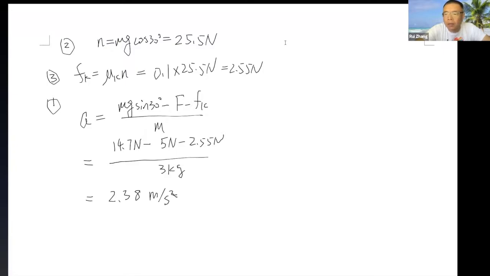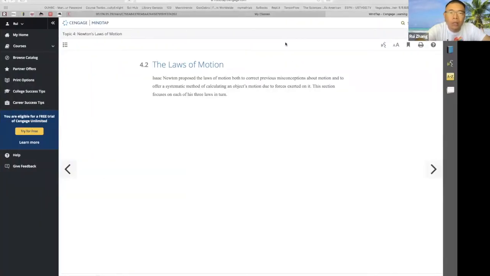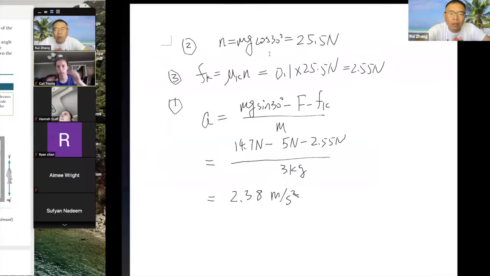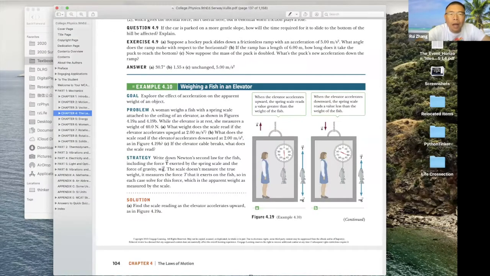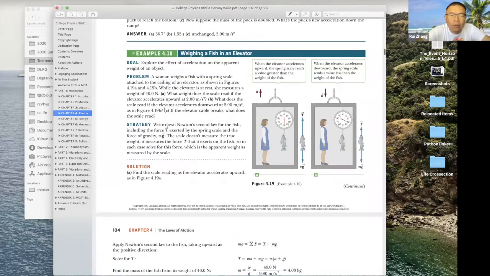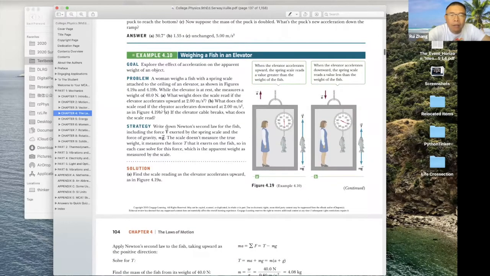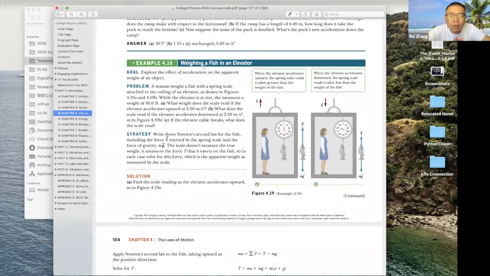So today you can get some bonus points. The example I'm going to show you is from the 9th edition of the book, so the number in your 11th edition might be different, but I think it's a good example, so I want to bring it up. This example is called weighing a fish in the elevator. That sounds like a crazy scenario, but it's very interesting in physics.